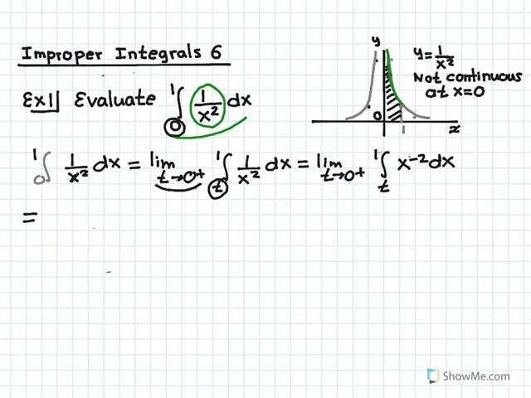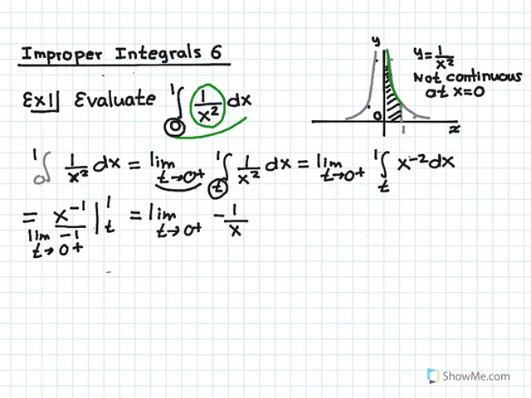We get the integral of x to the minus 2, reverse the power rule. We get x to the minus 2 plus 1, which is negative 1. Divide by negative 1. Evaluate it from t to 1. And don't forget to put a limit, as t approaches 0 from the plus side. That's going to give us the limit as t approaches 0 from the plus side, negative 1 over x, evaluated from t to 1. Now apply the fundamental theorem of calculus.